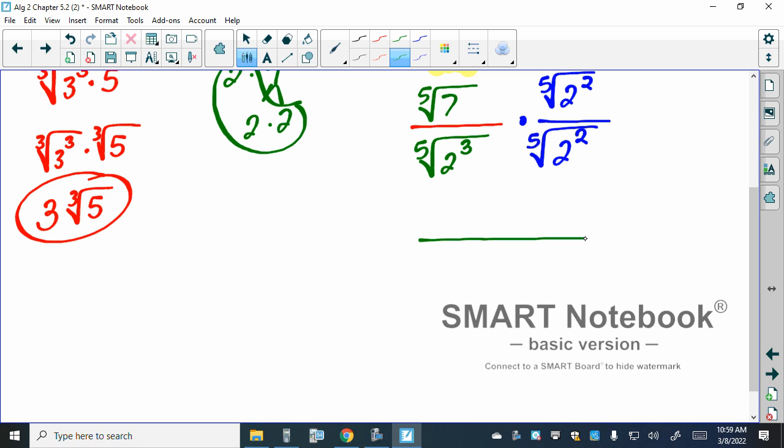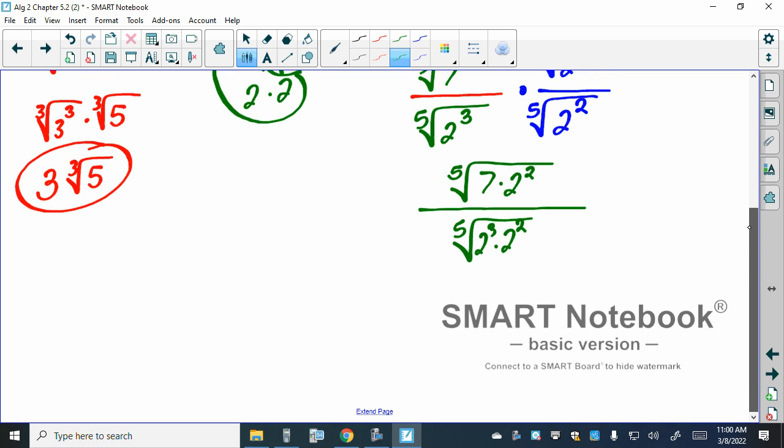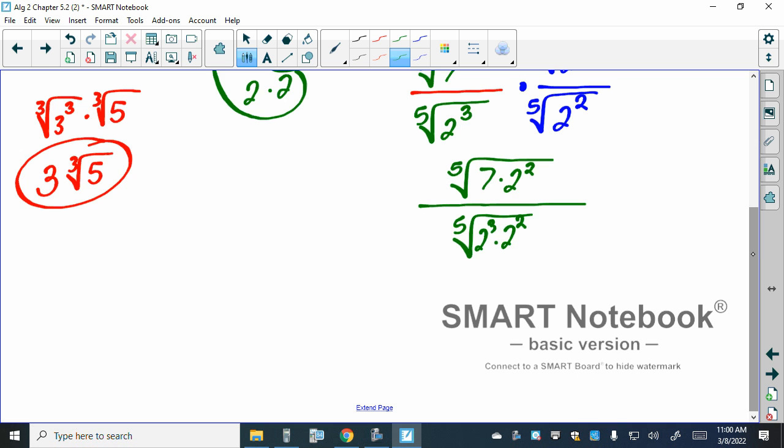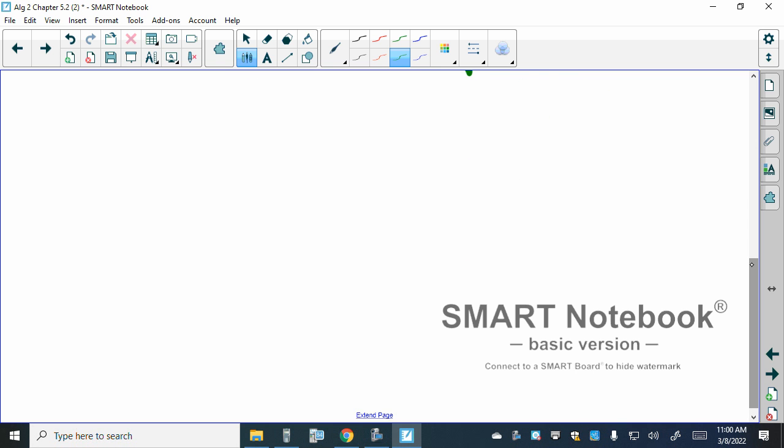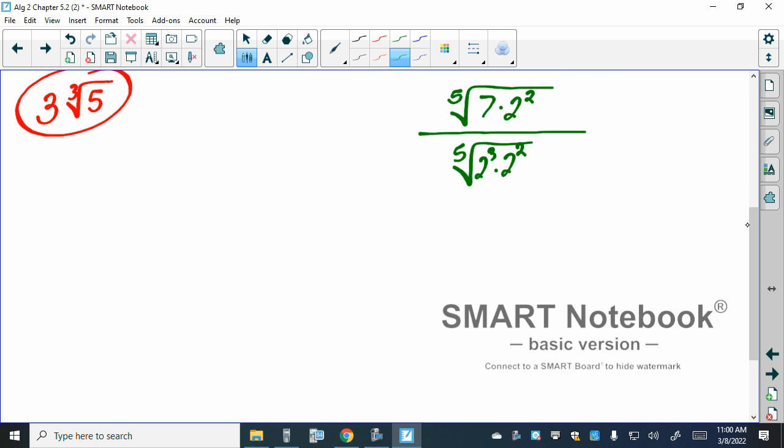And for us, the denominator would be the 5th root of 2 cubed times 2 squared. The numerator, we would do the same thing because since they both have the fifth root, we can multiply what's inside, which would be 7 times 2 squared. Any questions on this here?